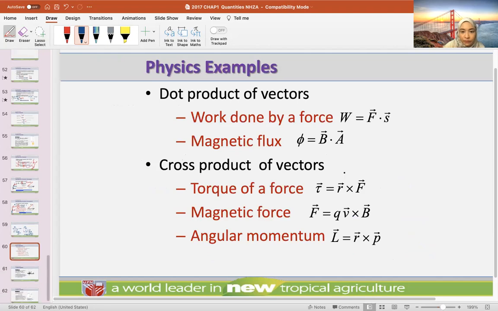Let's see. Okay, so these are examples of dot product of vectors. So work done by force dot product with displacement, you get work done. Magnetic flux, magnetic field times with area.